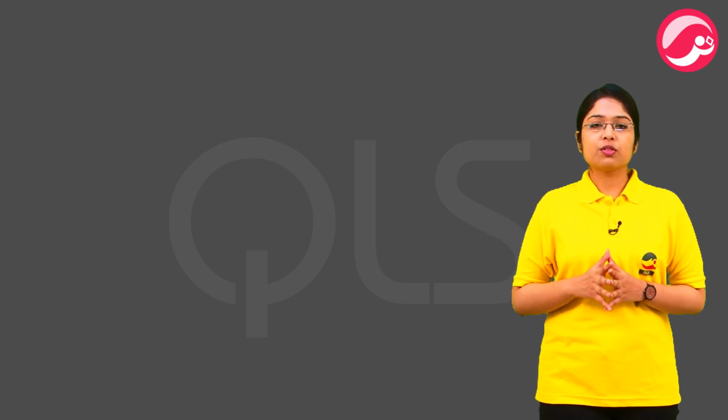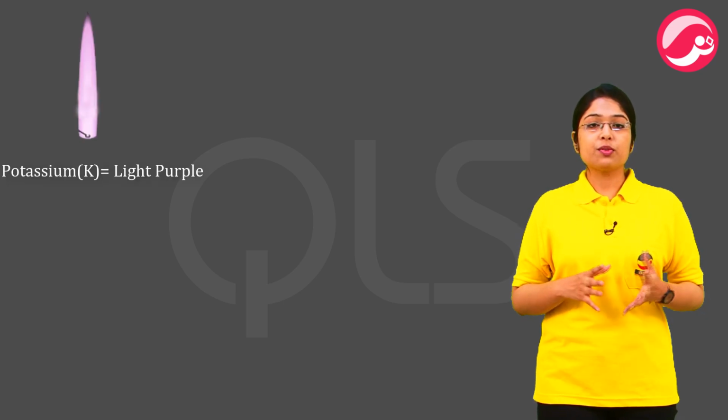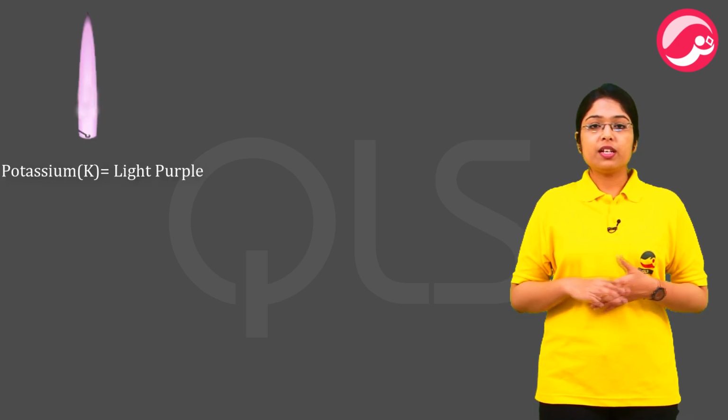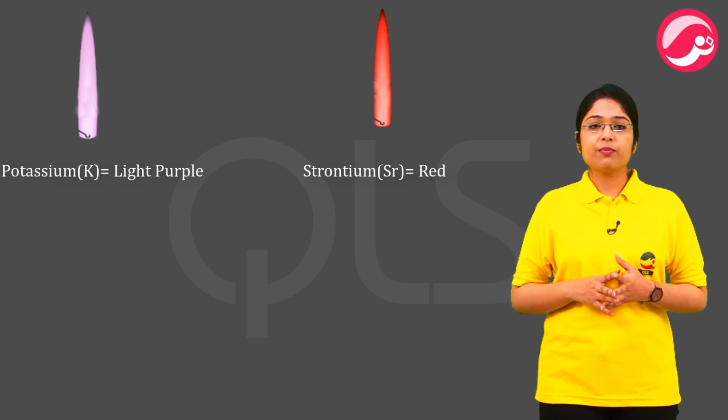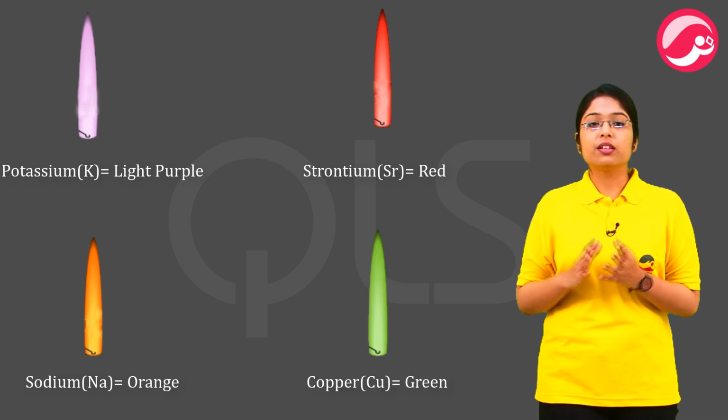Every element has its own characteristic flame. For example, when we ignite potassium, it produces a light purple flame. Similarly, strontium produces a reddish flame, sodium produces an orange flame, and copper produces a greenish flame.